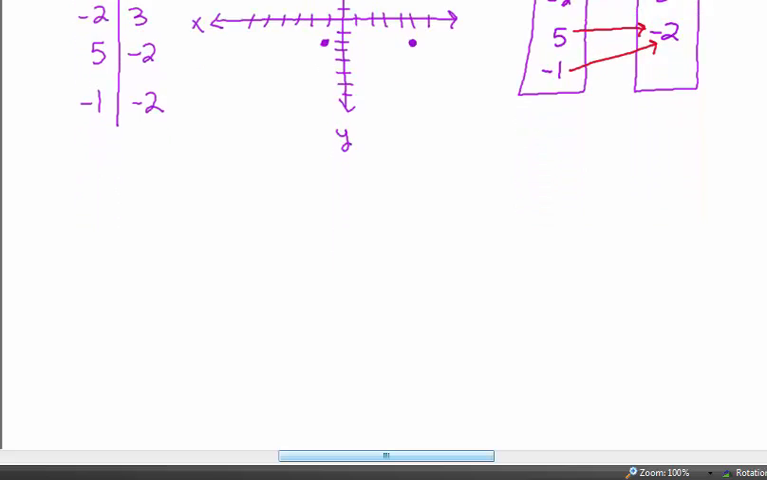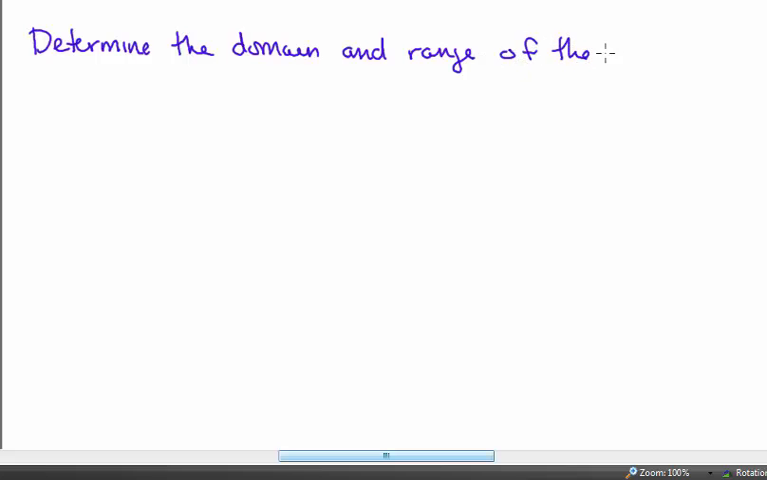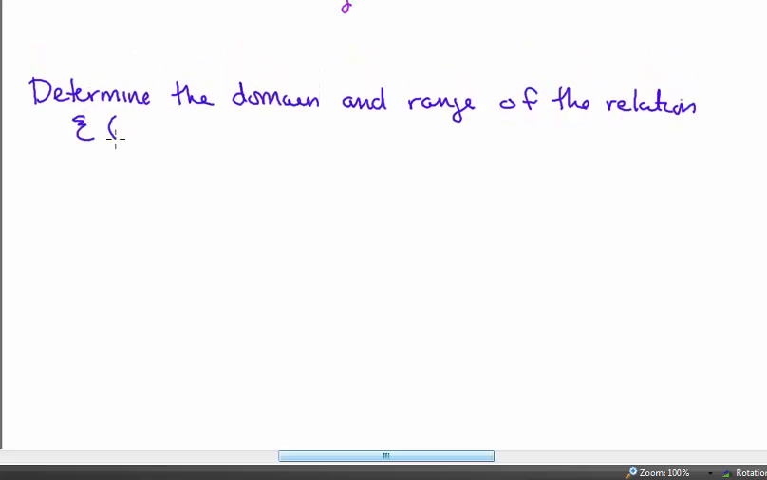So let's do another kind of example. This example asks us to determine the domain and range of the relation. That was the same set that we were just dealing with, so let me rewrite those. I have a 2 and a 5, a negative 2 and a 3, a 5 and a negative 2, and a negative 1 and a negative 2.